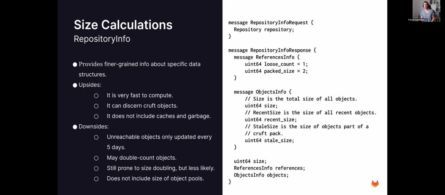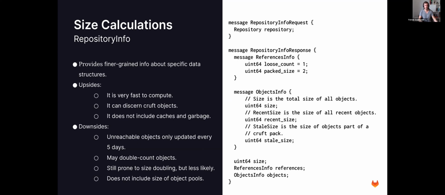We have introduced an iteration of that RPC in Gitaly, which is the RepositoryInfo RPC. It provides finer-grained information about specific data structures in the repository, like you can see on the right-hand side. You have specific information about the references that exist on the repository. You have specific information about the objects, and we also discern recent objects. We discern stale objects, which is done by using Cruft packs as a heuristic.